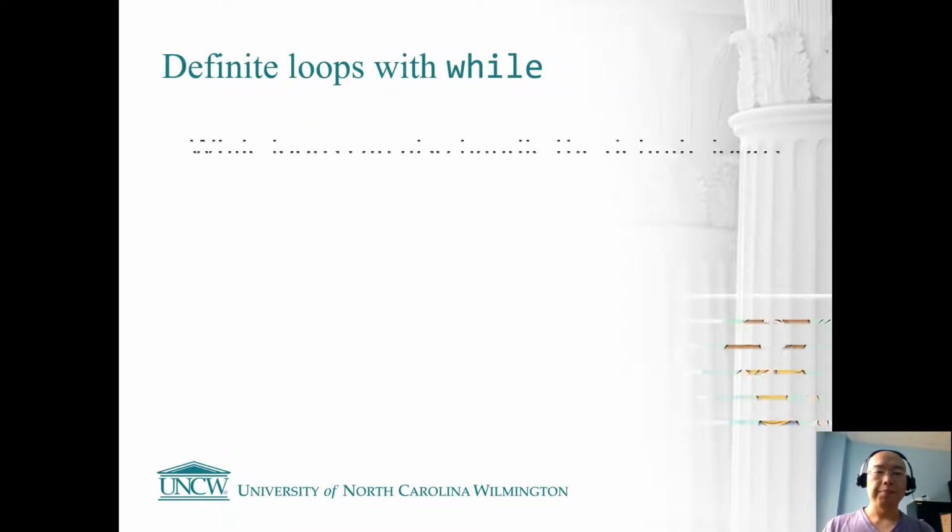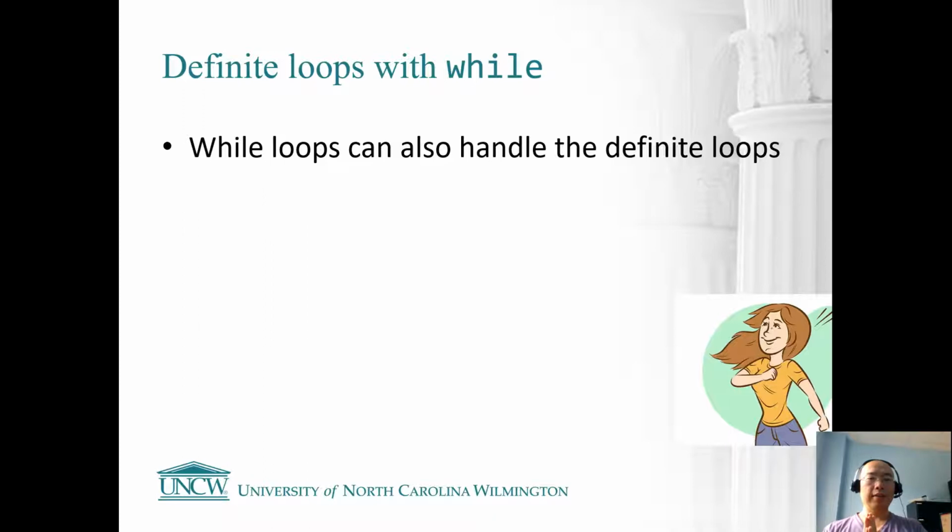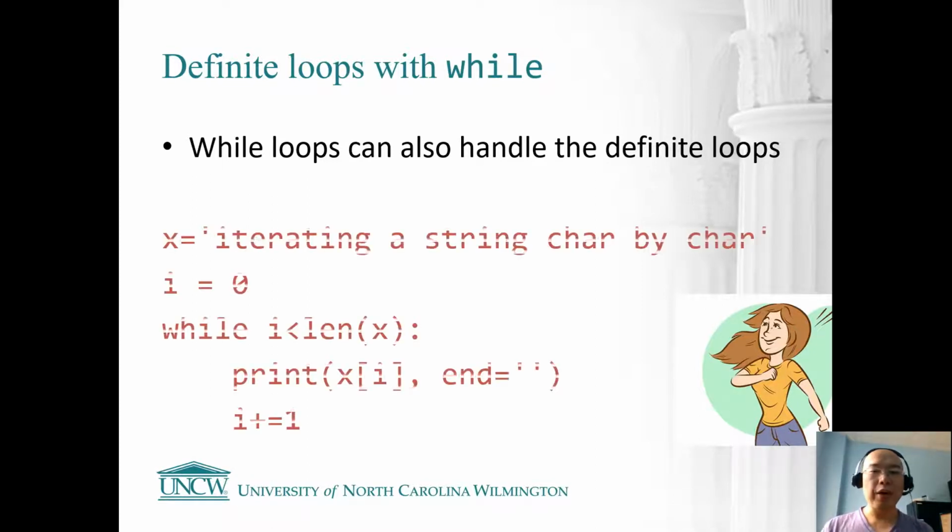Okay? Well, and another question. Just now we said that for loops are usually used for definite loops, and while loops are usually used for indefinite loops, right? So the next question is, if we have a definite loop, can we do that with while? And the answer is definitely yes, and we have already done this before.